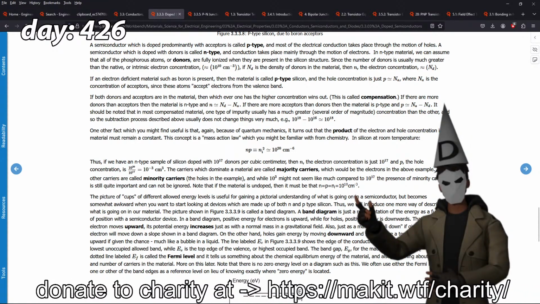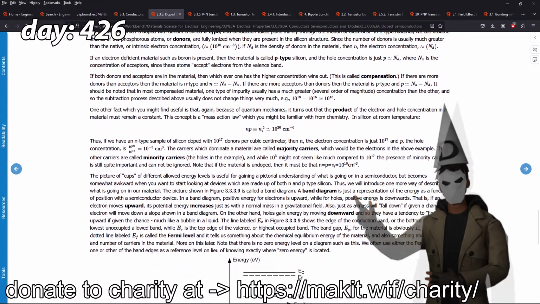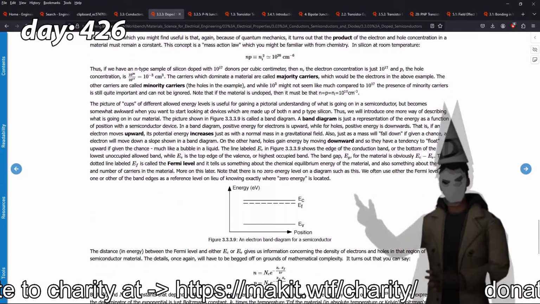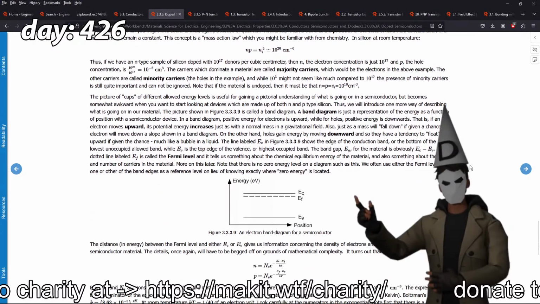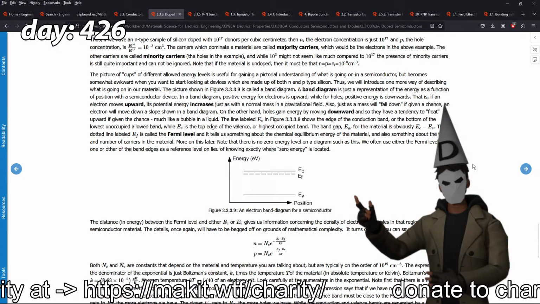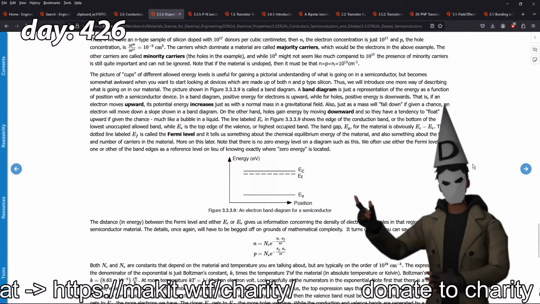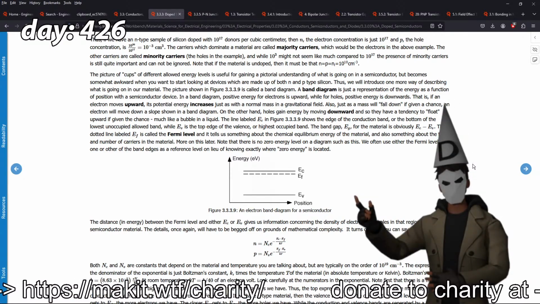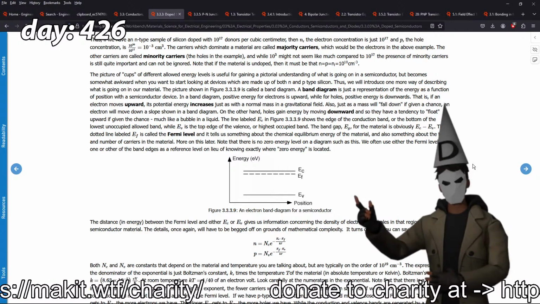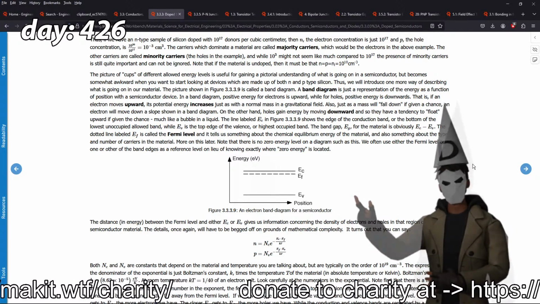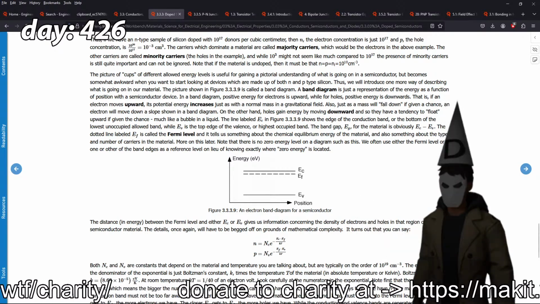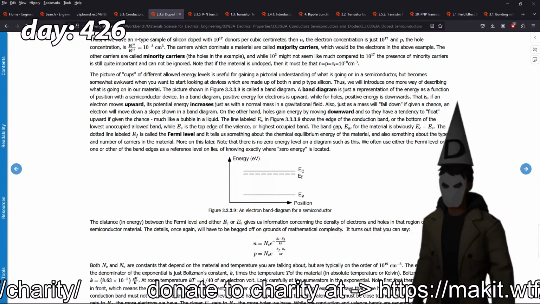The product must remain constant. Thus, if we have an n-type sample of silicon doped with 10 to the 17 donors per cubic centimeter, then N, the electron concentration, is 10 to the 17th, and P, the hole concentration, is this. All the carriers are called minority carriers. Wait, is it about all the carriers? No, that doesn't make any sense.